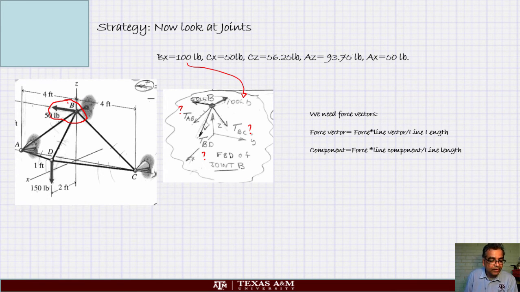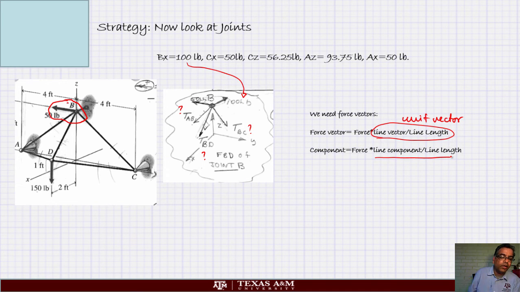So to solve for this, we need force vectors because these are all vectors pointing in funny directions. Force vector is force times line vector divided by line length. You remember this is the unit vector. And now if I want to find the component, I just look at the line vector component divided by line length. That's how I do the force vectors.